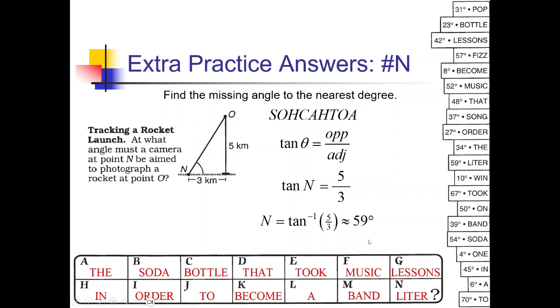So at the end of this one, we've got all the words in there. Remember, this was one of those did you hear about puzzles. So here they have, did you hear about the soda bottle that took music lessons in order to become a band leader? Oh, okay, like a liter of soda.